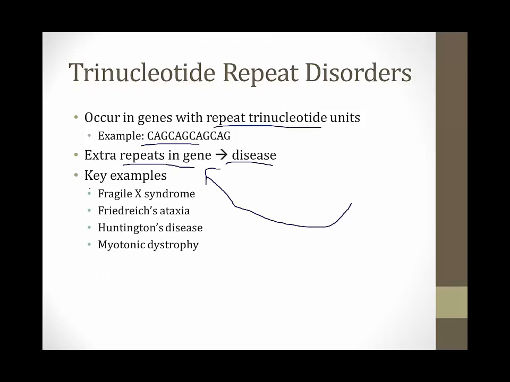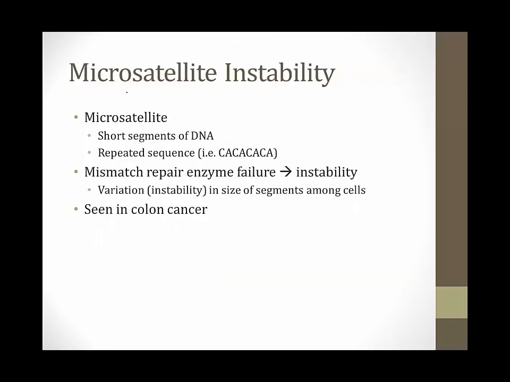And there are a number of examples of trinucleotide repeat disorders shown on the screen here, and I discussed these all in a separate video. In the colon cancer video in the GI section, I talk about microsatellite instability. Microsatellites are short segments of DNA that contain repeated sequences like CACA. If mismatch repair enzymes fail, this leads to instability of these segments, and by instability, I mean variation in the size of the segments among cells, and this is seen in colon cancers.